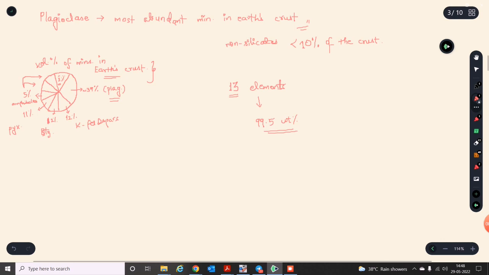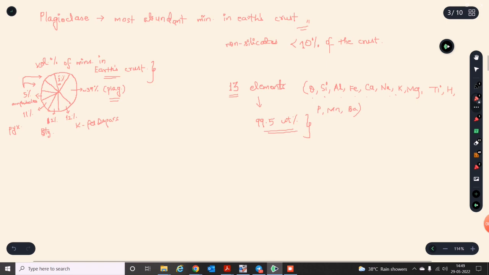What are these elements? I will write it here: oxygen, silicon, aluminium, iron, calcium, sodium, potassium, magnesium, titanium, hydrogen, phosphorus, manganese, barium. I guess 1, 2, 3, 4, 5, 6, 7, 8, 9, 10, 11, 12, 13. So these 13 elements make up nearly 99.5 weight percent of the crust. And the common minerals are expected to be made from these.